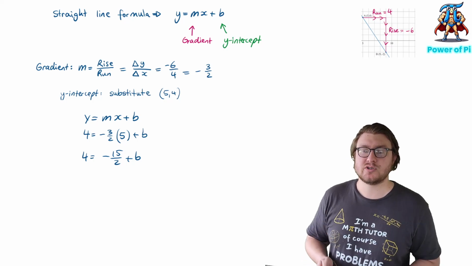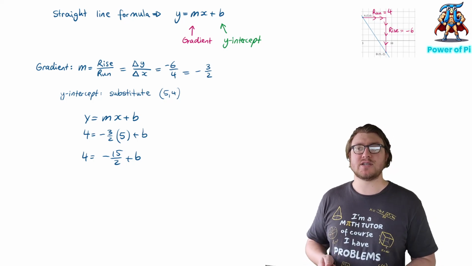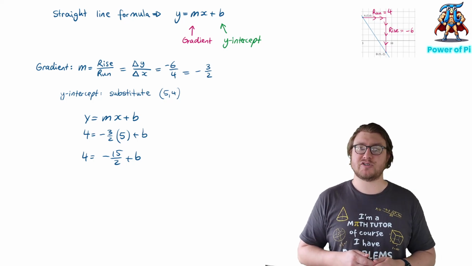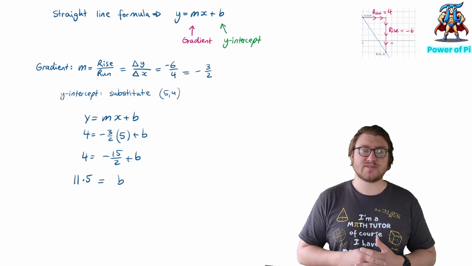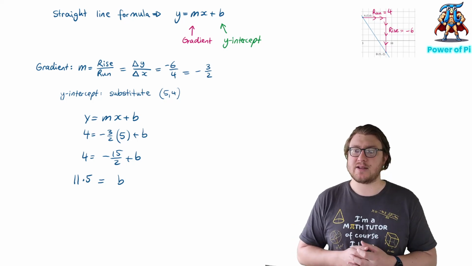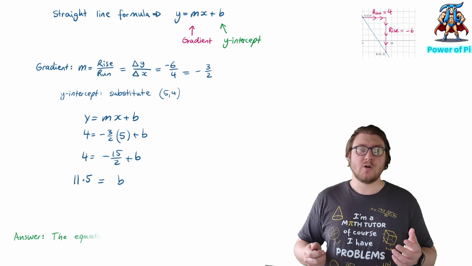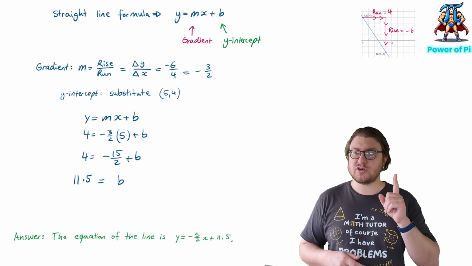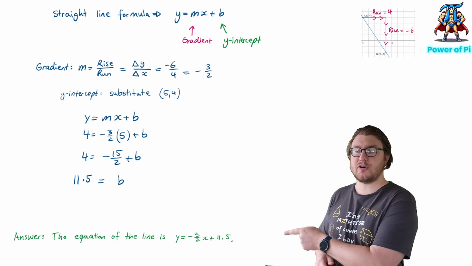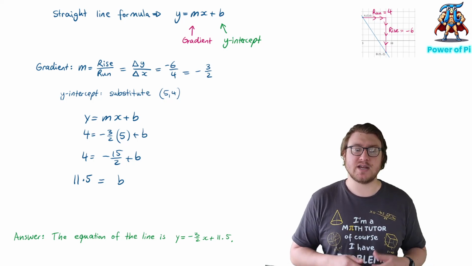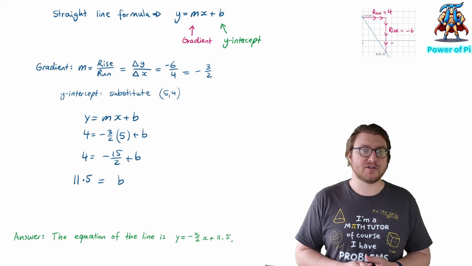Now here, to finish our equation with b equals, we move the 15/2 to the other side by plus 15/2 and let the calculator handle the rest. Once we have a value for b, make sure to write down the answer, the full equation, using your gradient and your y-intercept that you found.